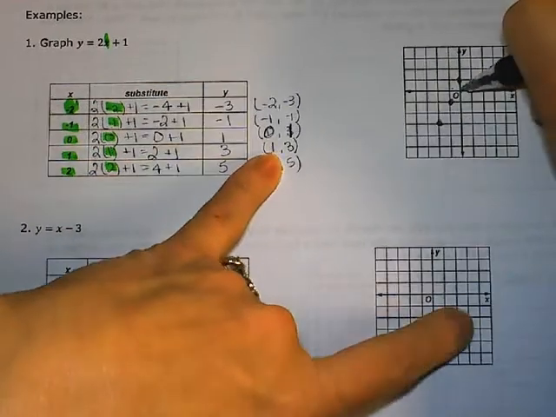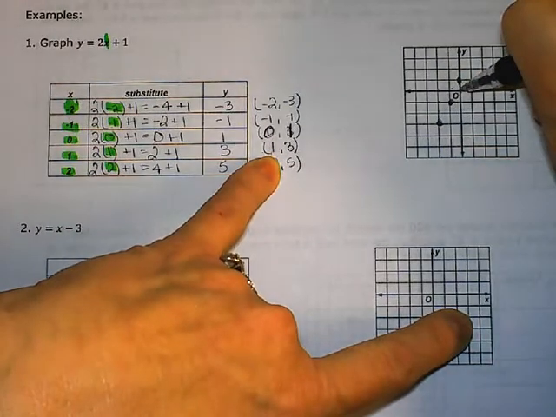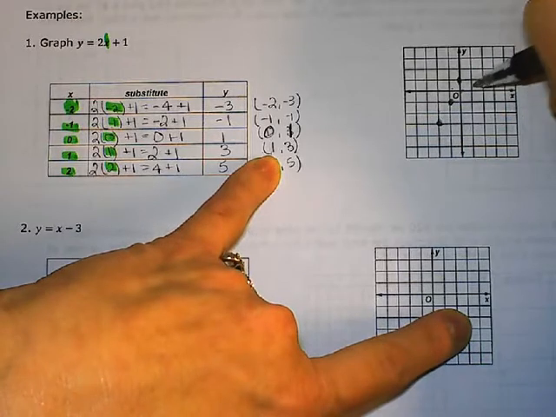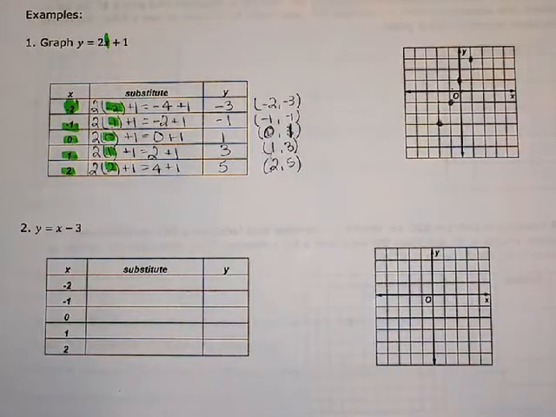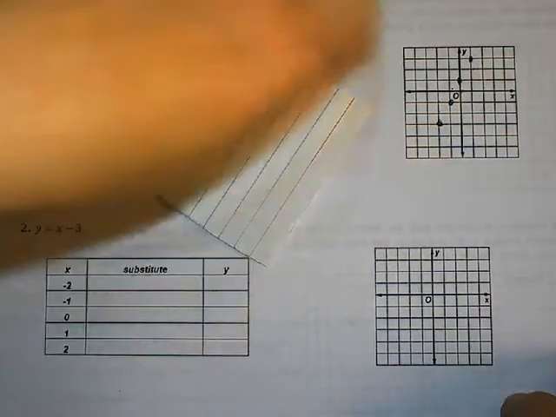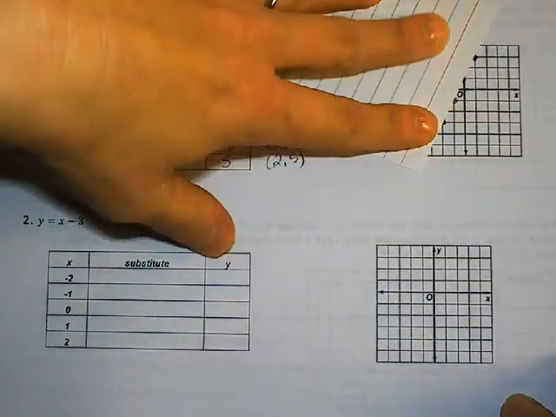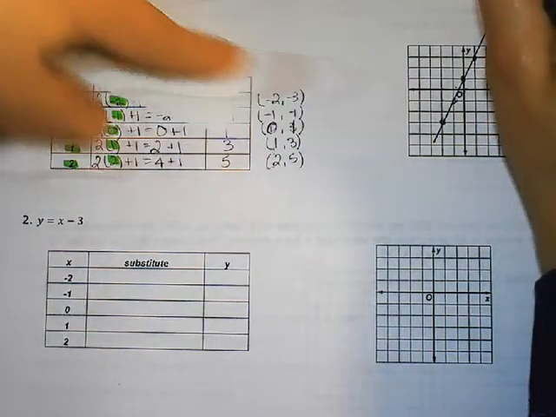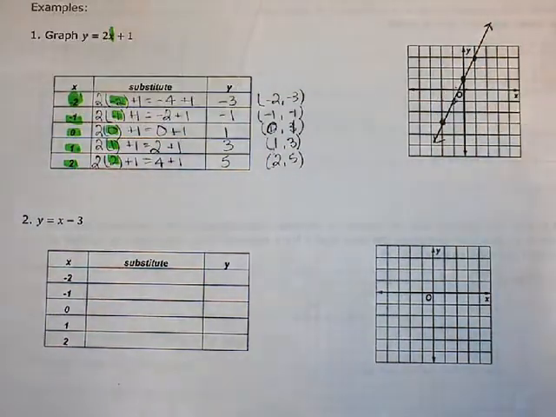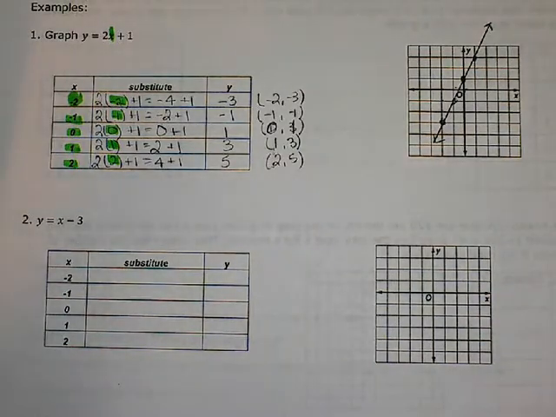The next coordinate is 1, 3, and because it's positive, you're going to go right 1, up 3. I am going to use something with a straight edge. It doesn't matter what it is. Your student ID, a sheet of paper, a folder, a card, whatever you have handy to make sure that your line is straight.